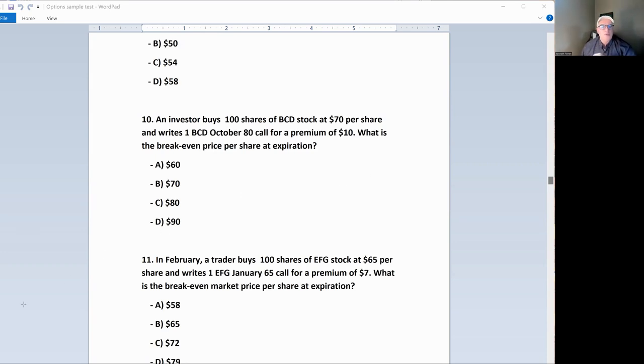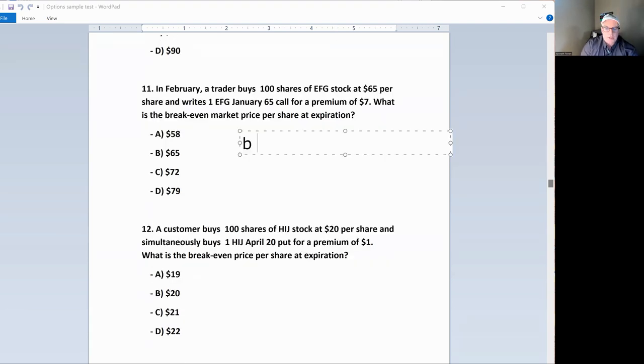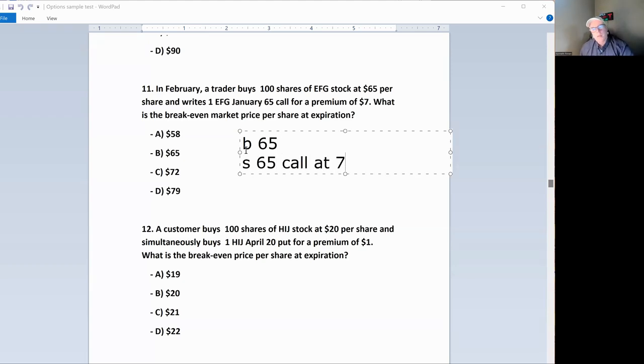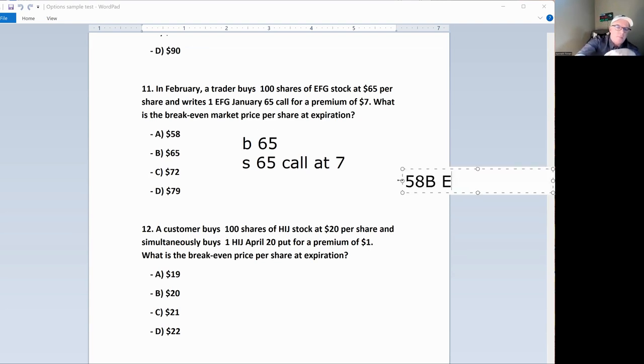Let's do options in my room. Okay, here we go. So now, buy at 65. Sell a 65 call at 7. Since it's a buy and a sell, subtract, that should be 58, right? If I did the math right, 58 break even, and I'm bullish. Boom.